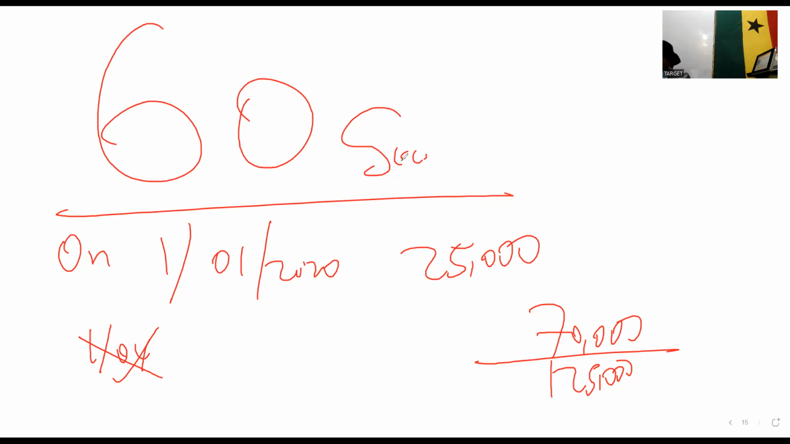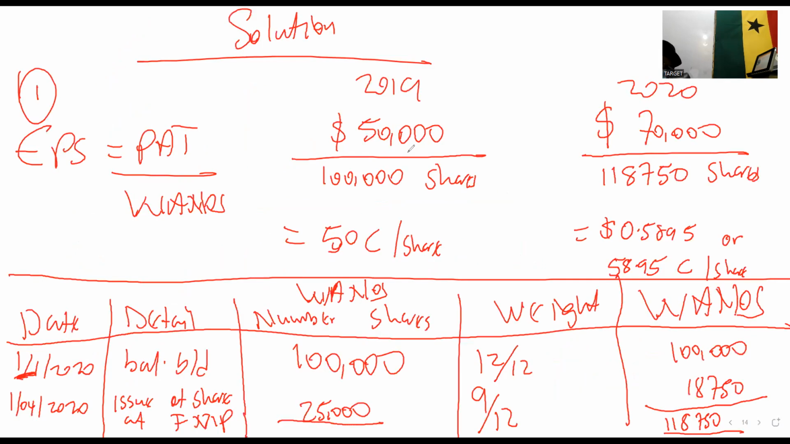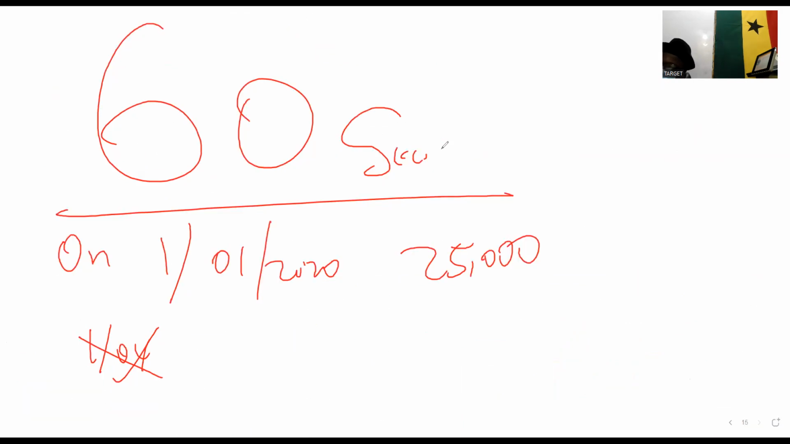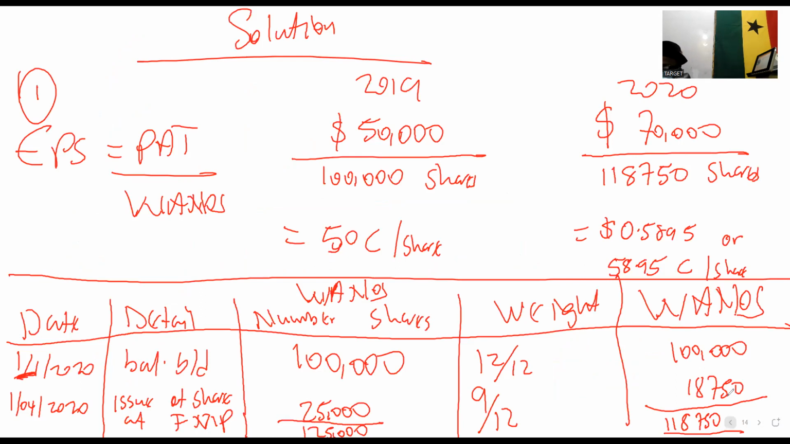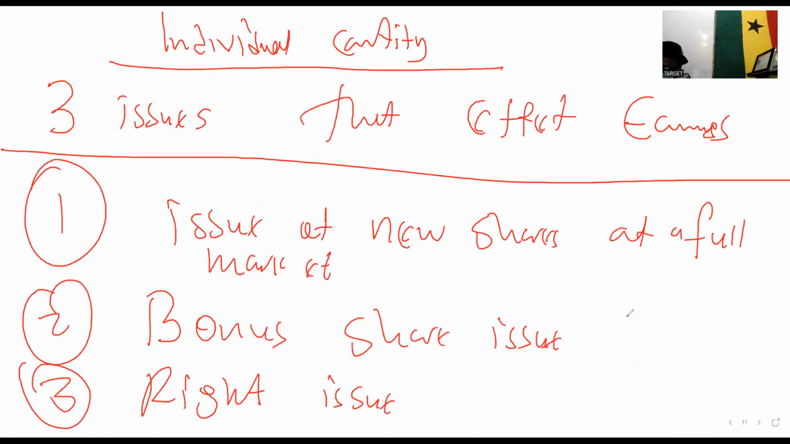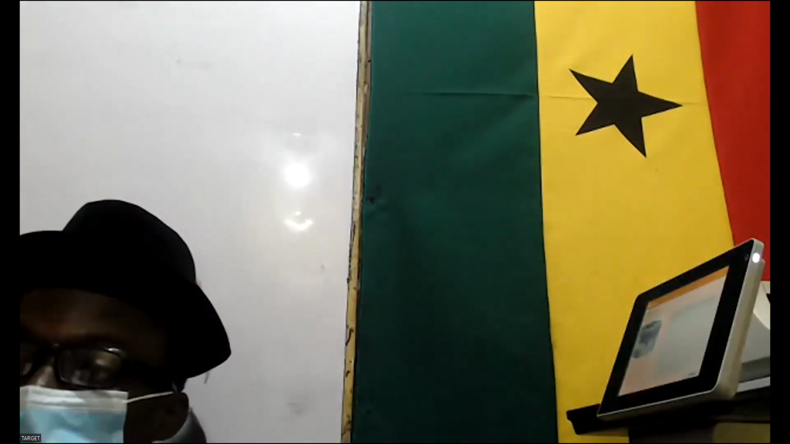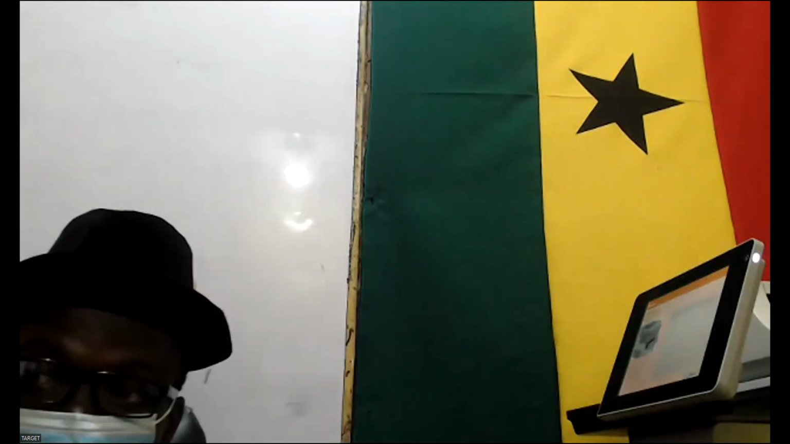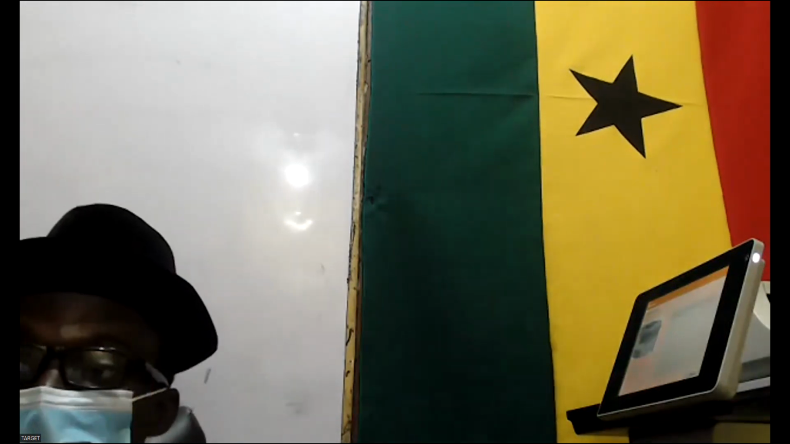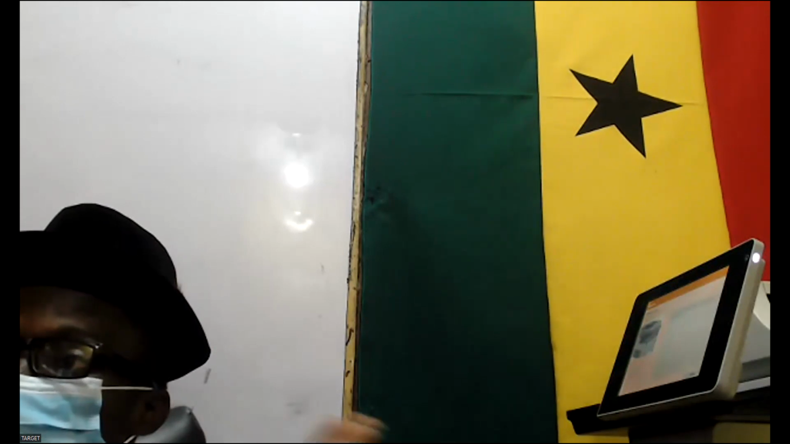Okay, so I'm done. Now let's move on to the next aspect, bonus issue. So I'm done with full market price. IAS 33 earnings per share talks about 4 items: 1, 2, 3, 4. And I'm done with 3. I'll finish with these 3 right now, then leave the last one.